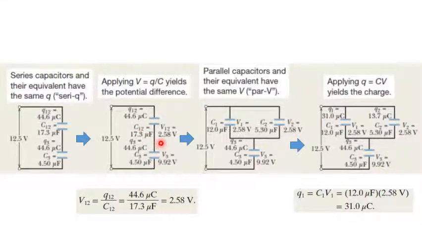This potential difference is effectively the potential difference on C1 and the potential difference on C2. So this potential is actually applied on C1 and also applied on C2. Now I have the value of capacitance C1 and the potential on it. So we can see that Q1 would equal C1 multiplied by V1. So C1 is 12 microfarad and V1, what we have obtained, is 2.58 volts. So by multiplying this value, the charge on the first capacitor would be 31 microcoulomb. Okay.